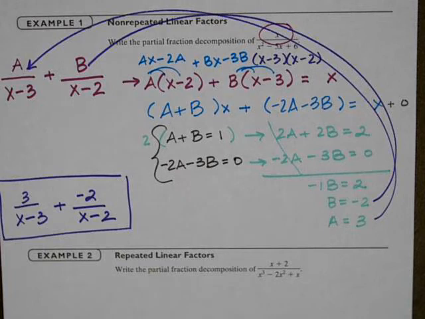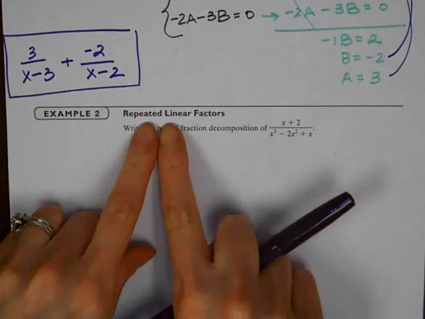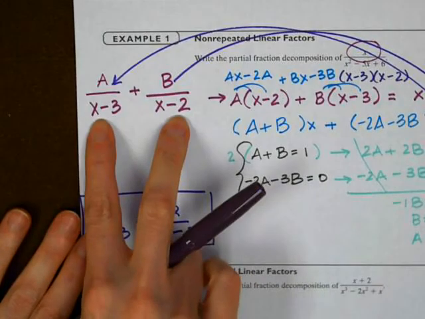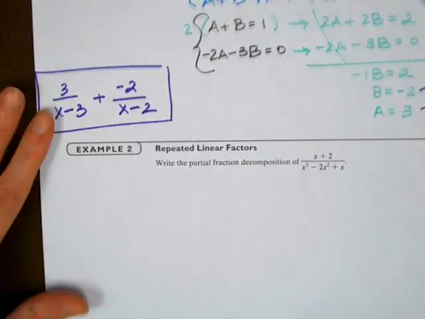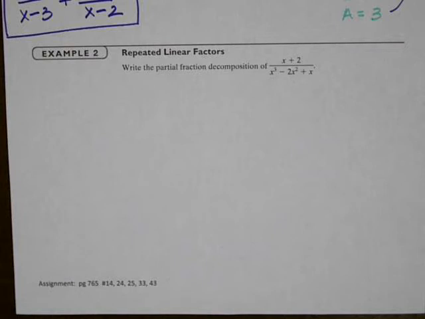Okay, there's one more that we need to do, and this one's a little bit harder. It's when there's a repeated factor. See how these have always been different? What if you have a repeated one? It's a little bit different. All right, so last one, guys.